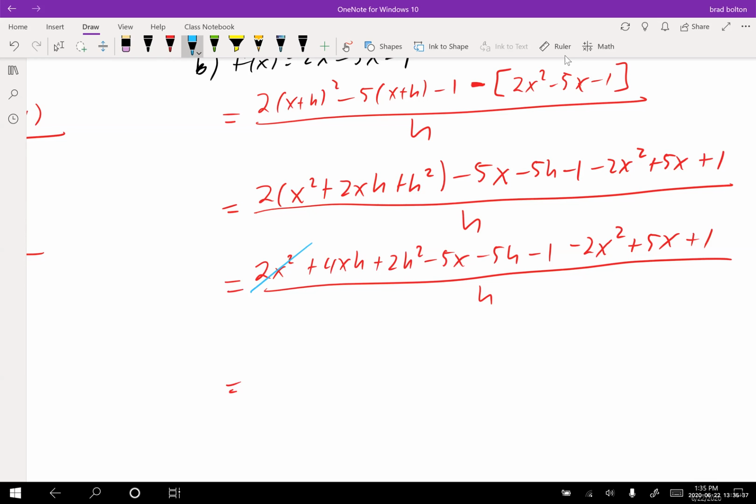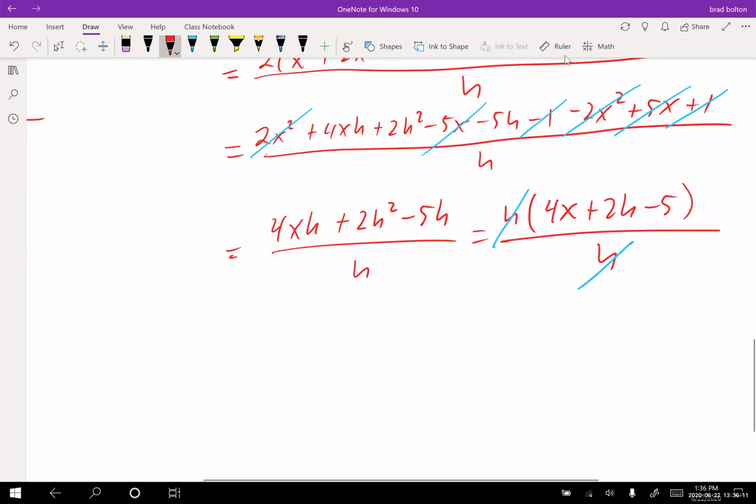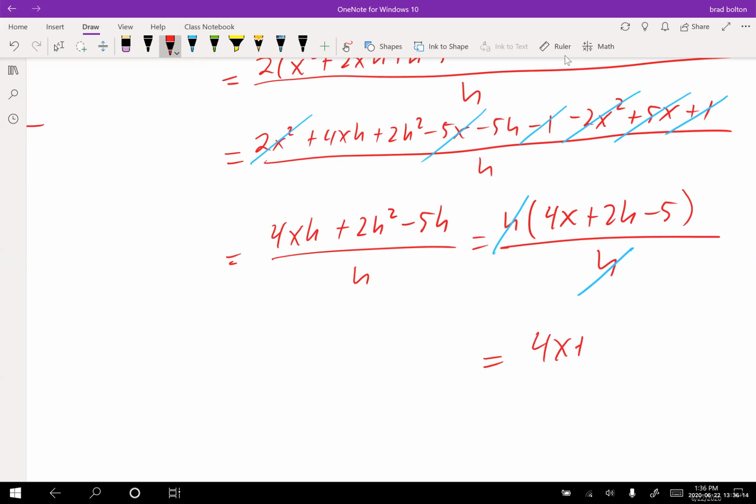This 2x squared and this x squared. This 5x and this 5x. This negative 1 and this plus 1. So I think that's it. So let's write what we have left. 4xh plus 2h squared minus 5h all over h. I'm going to factor out the h. And that's going to leave me with 4x plus 2h minus 5 all over h. H's can now cancel. And then we are left with a simplified version of this answer, which would be 4x plus 2h minus 5.